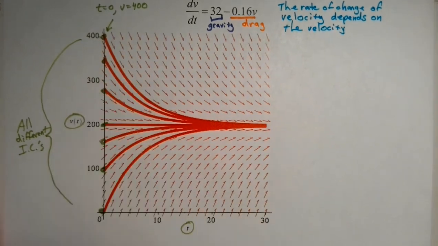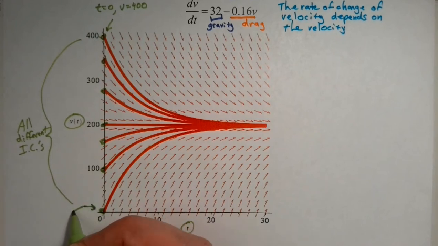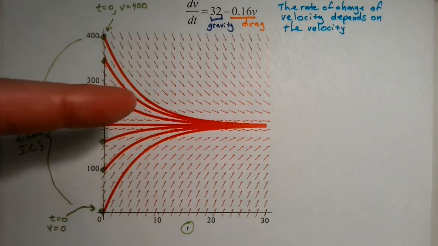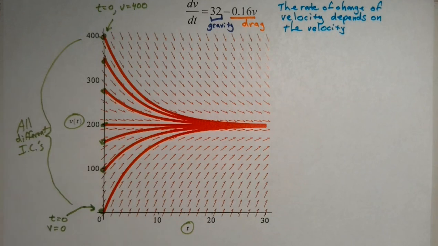But let's look at the other end of things. What about this guy right here? What's going on with that initial condition? Well, at t equals 0, this thing has a velocity of 0. So that's basically you going to the door of the helicopter and going boop and releasing the ball, and the baseball is just going to fall.